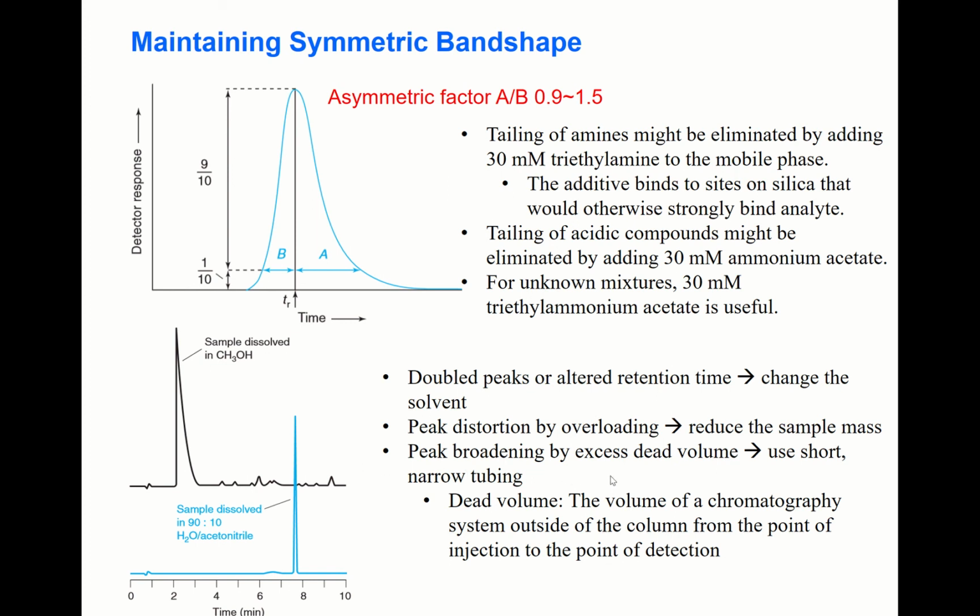Peak broadening by excess dead volume. If the dead volume is too much, the peak will be broadened. In that case, use short, narrow tubing. What is dead volume? Dead volume is the volume of a chromatography system outside of the column, from the point of injection to the point of detection. The solvent passes through not only the main column but other parts, and those parts are called dead volume.